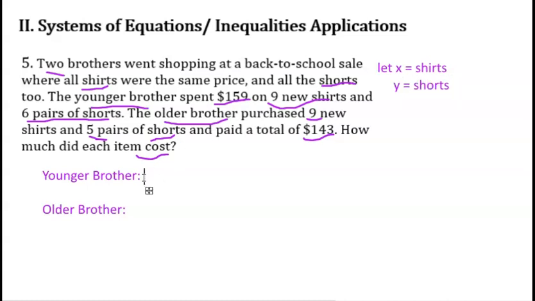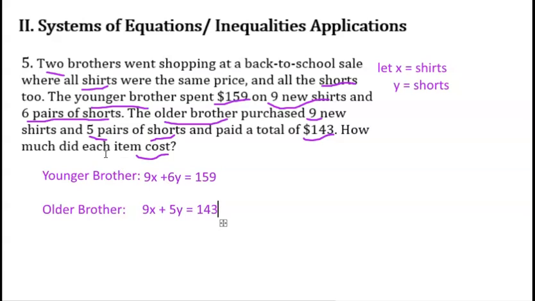So for the younger brother, it says it was a total of $159, and it was 9 new shirts, so it'd be 9 times X plus 6 pairs of shorts, 6Y. And that would equal the total price of $159. For the older brother, it was 9 new shirts, so 9X plus 5Y for 5 pairs of shorts. And that would be a total of $143.